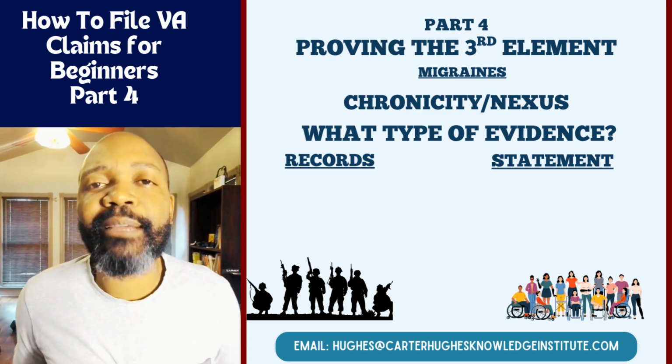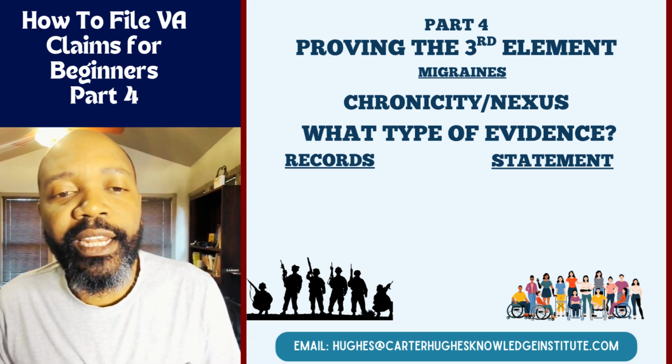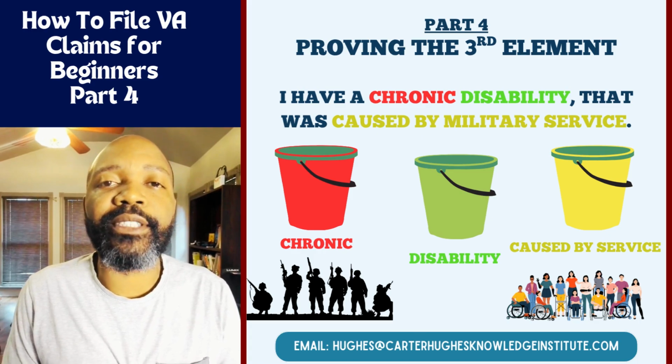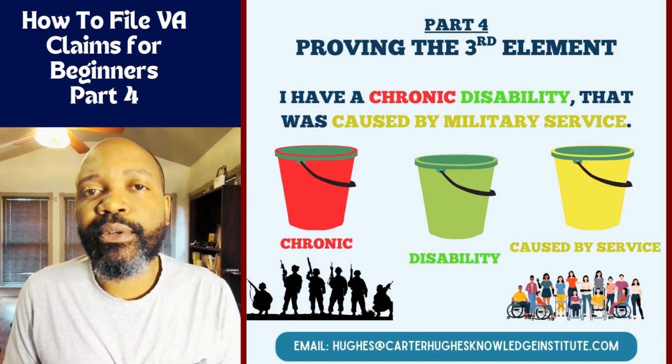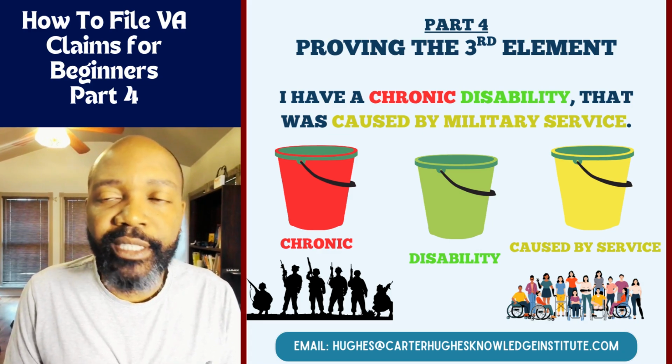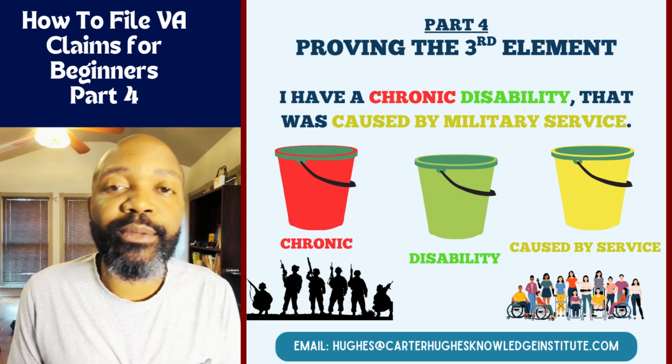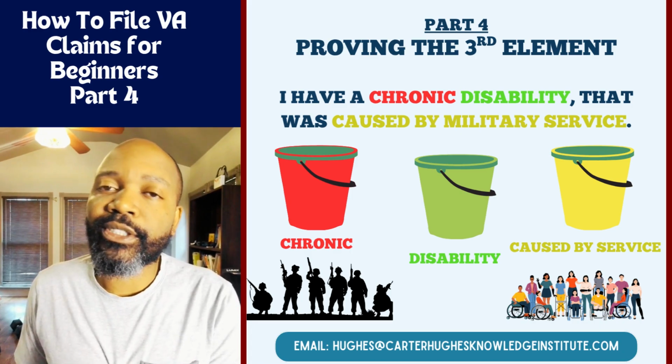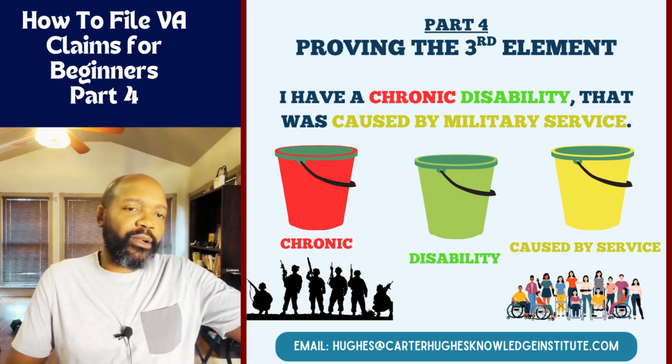Whenever you file a claim, this is what you are saying: I have a chronic disability that was caused by military service. So that's what you have to prove. You have to prove that you have a disability, you have to prove that the disability is chronic, and you have to prove that it was caused by military service. And you may say, man, how am I going to prove all this stuff?